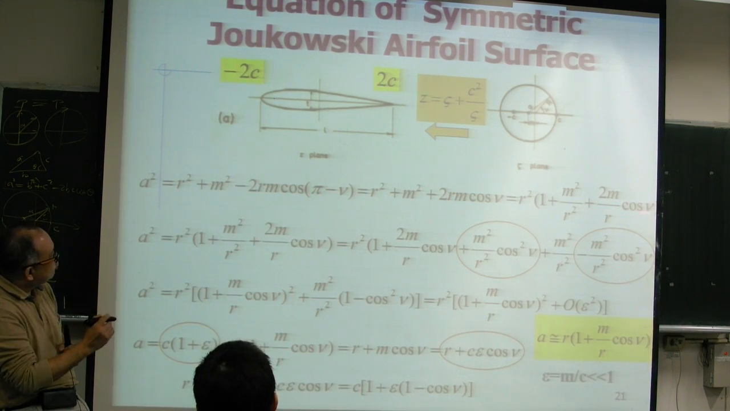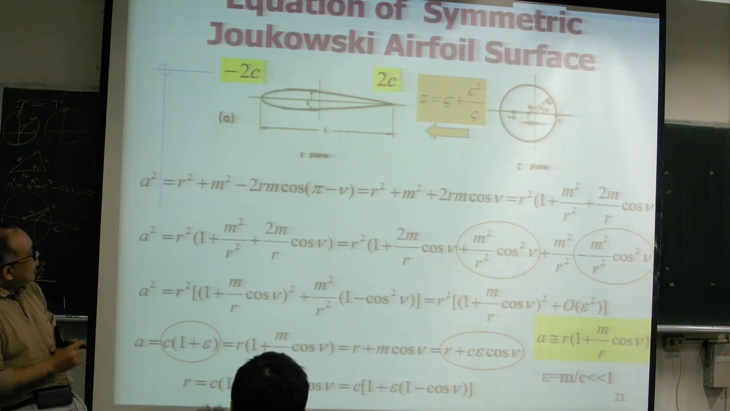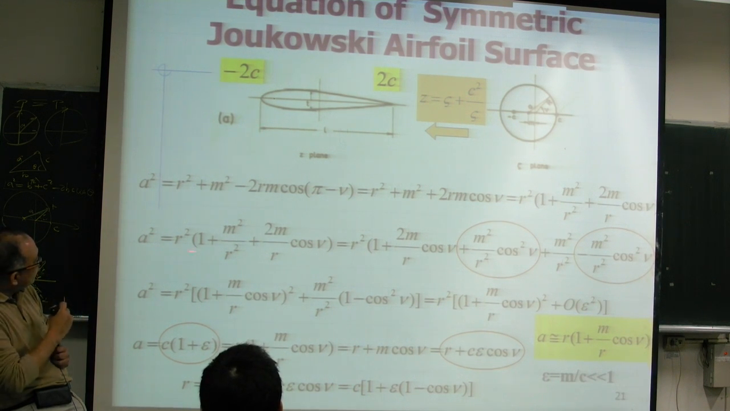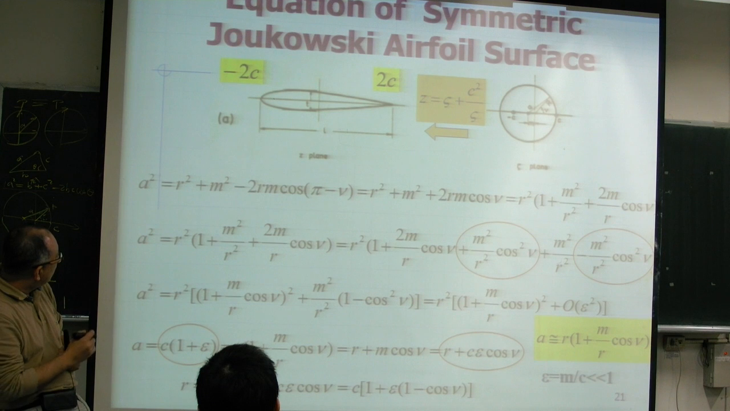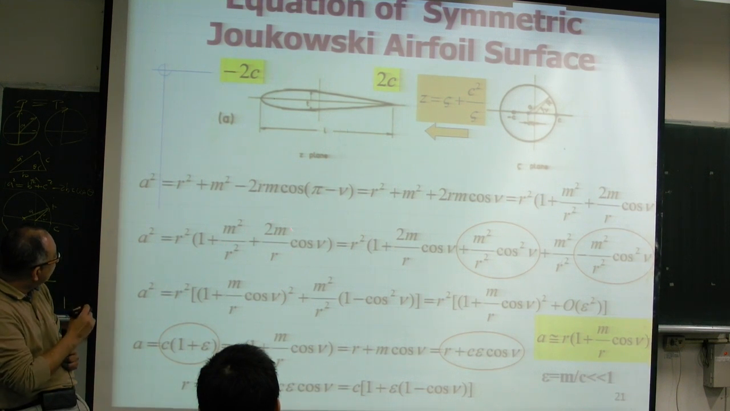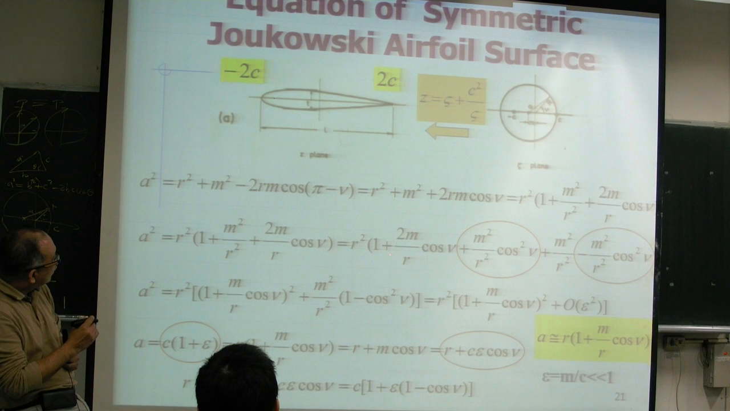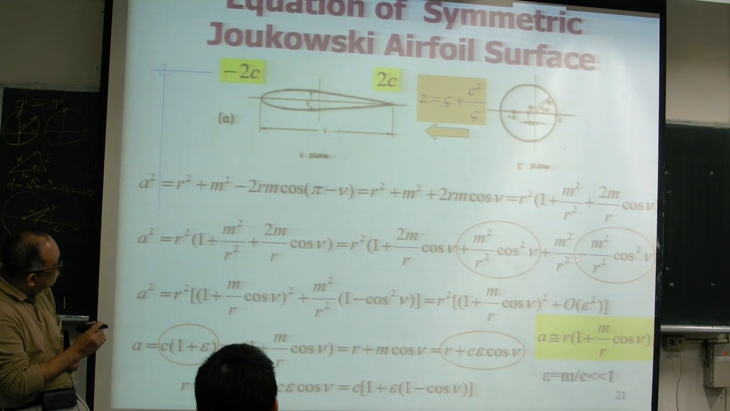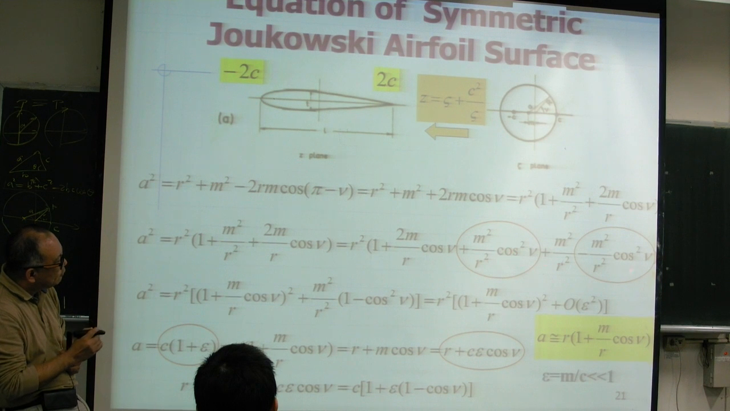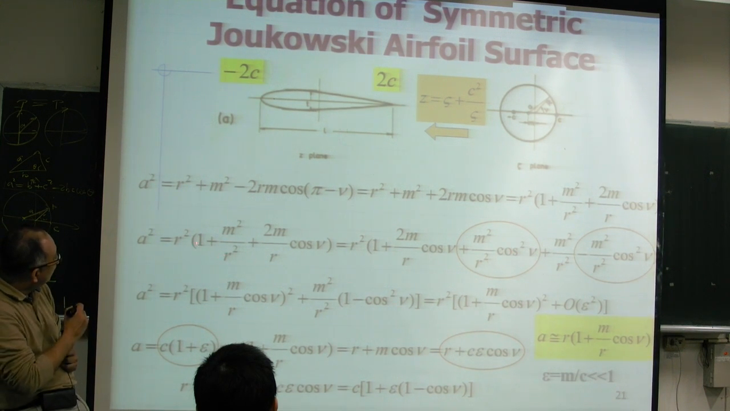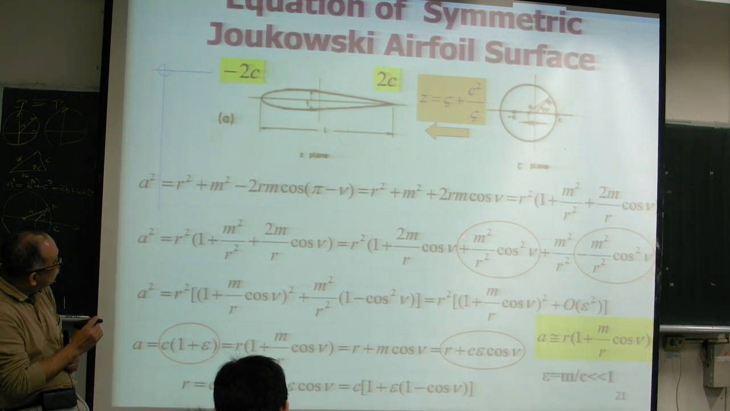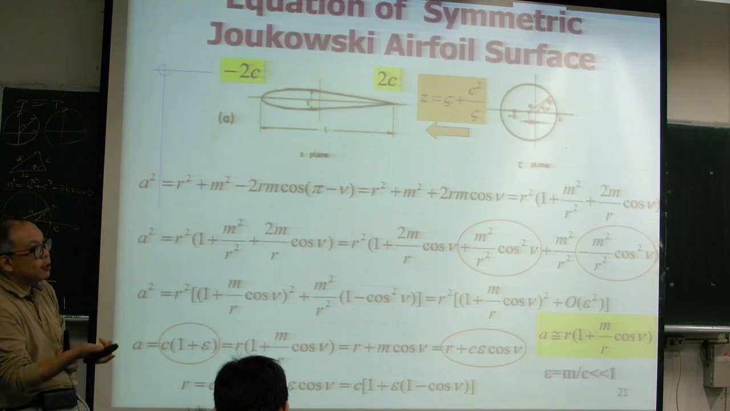So this is a squared equal to this, and we copy this a squared equal to this here. What we did is 1 plus 2m over r cosine mu here, and we add m squared over r squared cosine squared mu, and then we add 1 of this and subtract 1 of this. As you can see, these three terms here are equal to these three terms here, and adding this term and subtracting this term should be exactly the same.